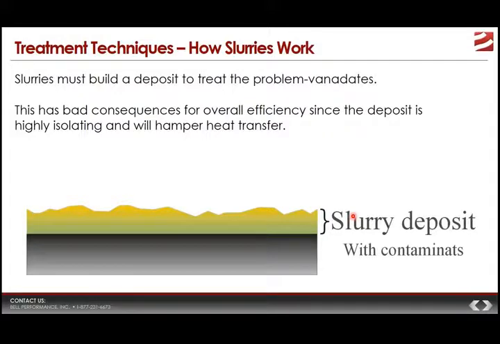And unfortunately, if you don't get the balance quite right, you can have some bad consequences for overall efficiency here. If you use too much mag-ox, you can get what they call a whitening effect, where you have an excess deposit that's formed, and that excess deposit is pretty highly insulating. It will keep the proper heat transfer rate from happening, and that will affect the efficiency of the plant, the efficiency of the boiler.